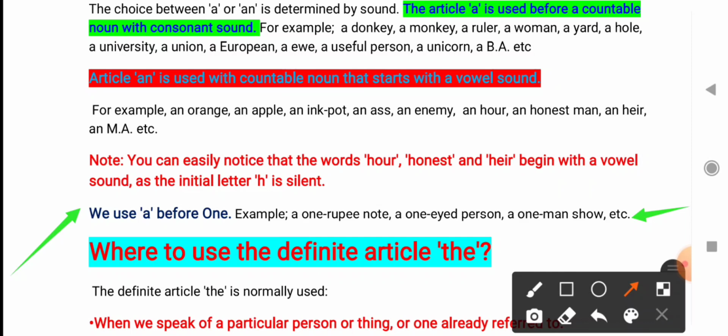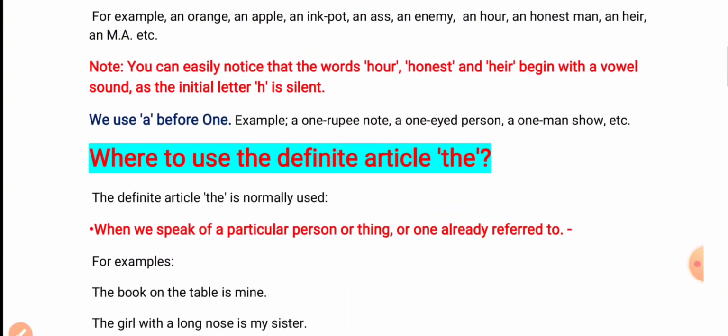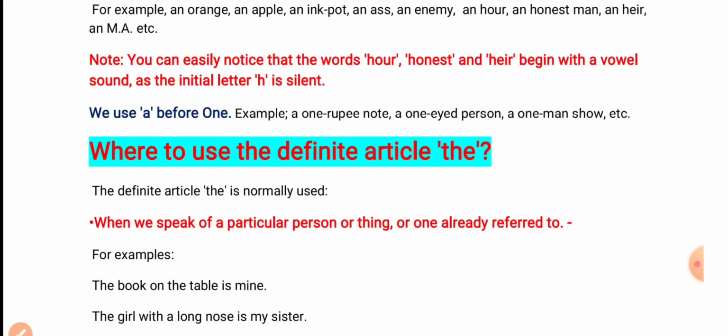A or an is used with countable, singular nouns, with consonant and vowel sounds respectively. A is used with countable, singular nouns with a consonant sound, and an is used before countable, singular nouns with a vowel sound. It is clear now. Now we go to the definite article the.